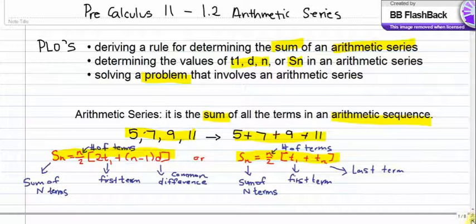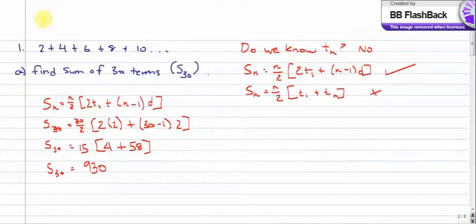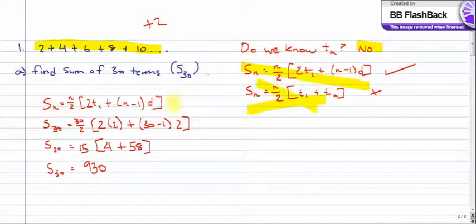So let's go down and start practicing. Our first question shows a pattern of 2, 4, 6, 8, 10. So let's just write one thing down. We know that the common difference is plus 2 because you add 2 every time. And the question is asking us to find the sum of the first 30 terms. So the first question we have to ask ourselves is, do we know the last term, tn? We don't know. So the answer is no. So we'll have to use our first equation, and we can just cross this one off.